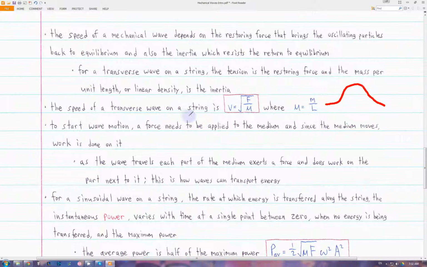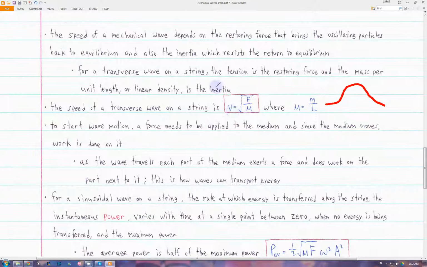So the speed of a transverse wave on a string is the square root of the tension, the restoring force, divided by the linear density, which again is the mass divided by the length. So if we have a string with greater tension, which means it's stretched really tight, the wave will travel faster. And if the string is more dense, it has more mass in a shorter length, then the wave will travel slower through that string.